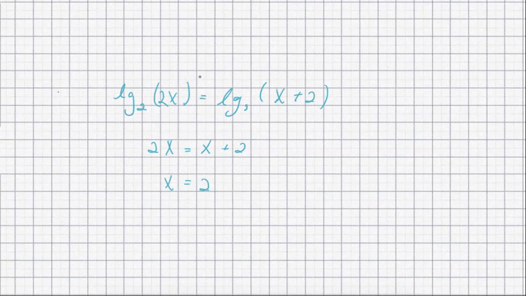So the idea whenever you have log is to get to the same base. To have one log on one side, one log on the other side with the same base. Then you can say that the things inside the parentheses are equal to each other.